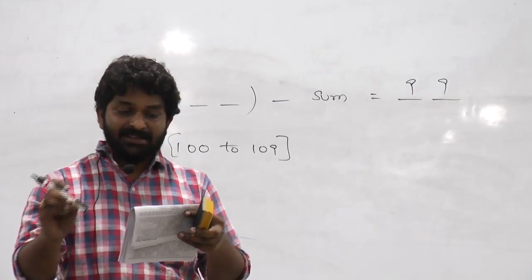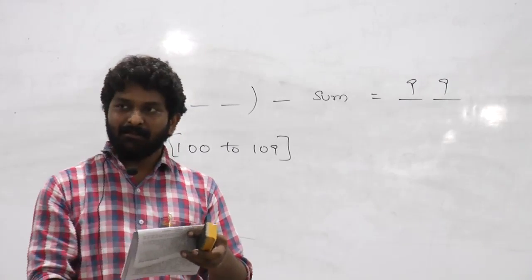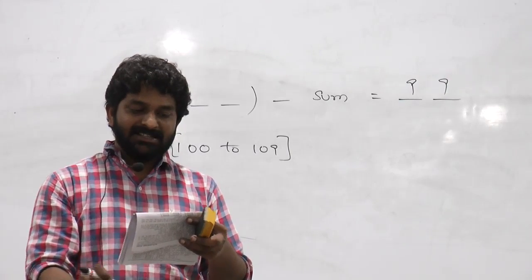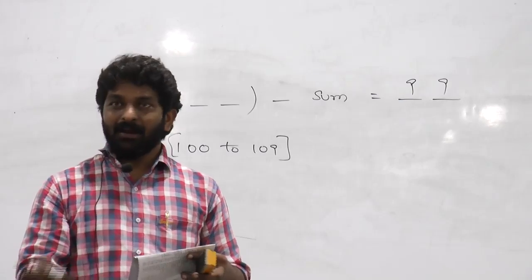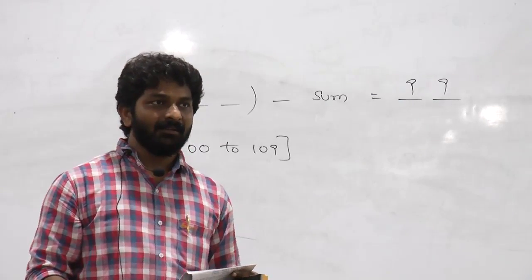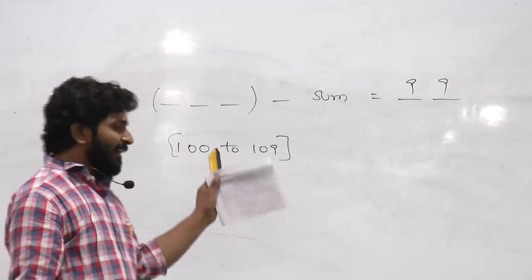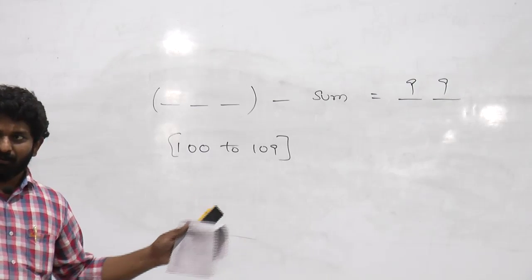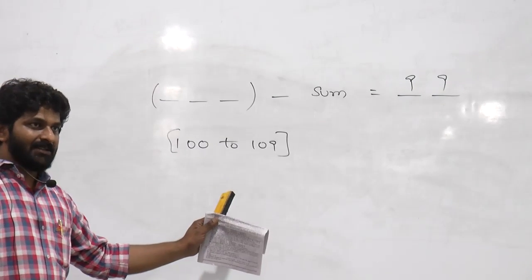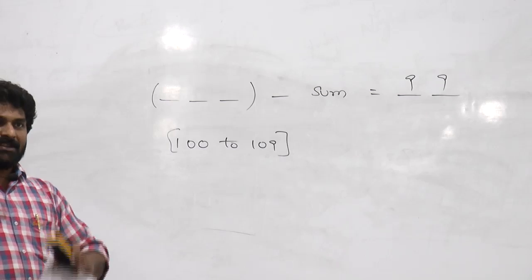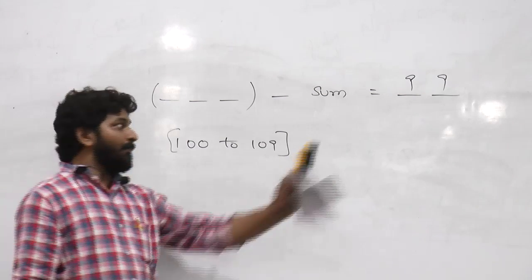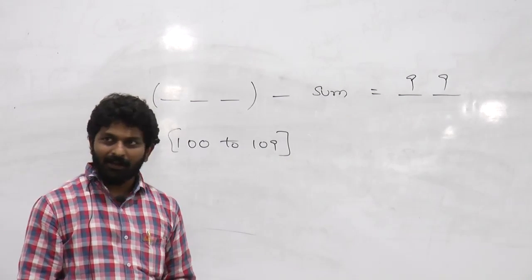If the sum of digits of a three-digit number is subtracted from that number, it results in a two-digit number. And what is the two-digit number? Every time it is 99 only, right? Yes or no? For all possible conditions, if you subtract the sum of digits from the original number, every time you will get 99 only. Got it?